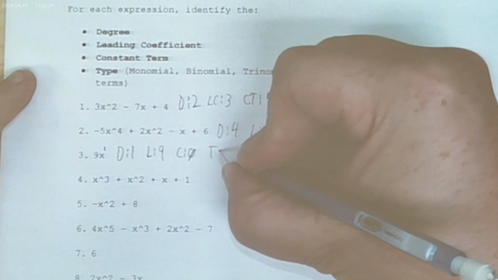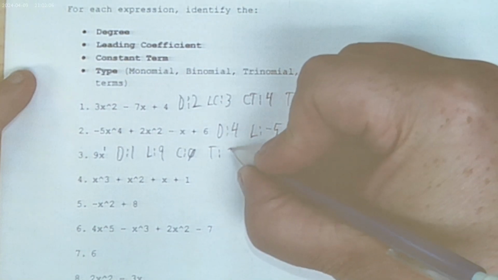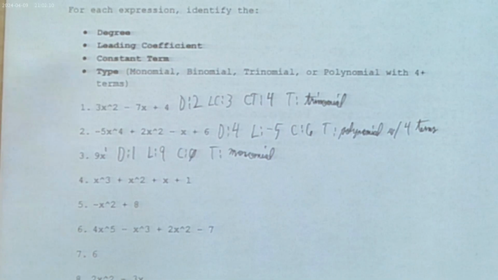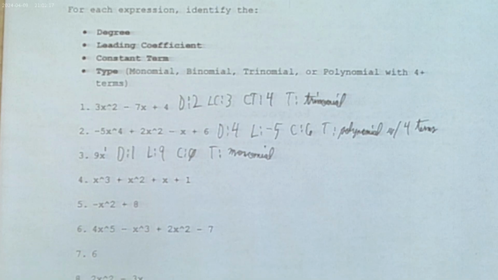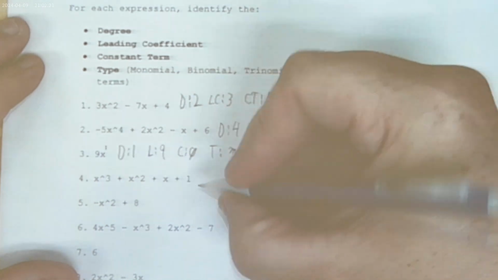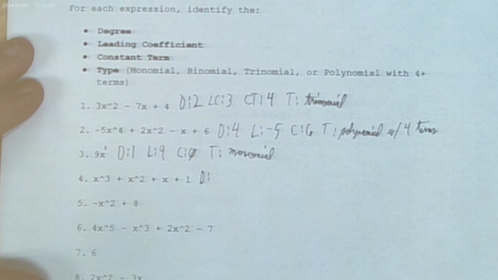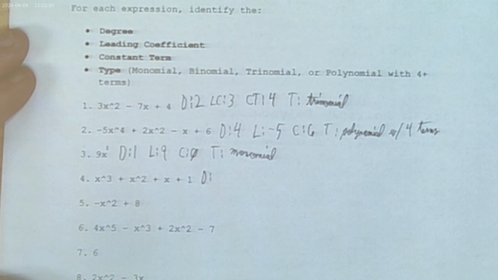And then type, this is a monomial because there's only one term in this polynomial. That is why it is a monomial. All right, next, we've got the degree. All of these look like they're written in standard form, which is pretty awesome. So that means that our degree is going to be on the far left-hand side each time. But it's good to check just in case.